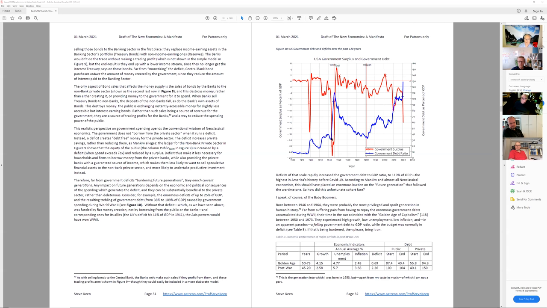But if the neoclassicals were right, this huge increase in government debt should have burdened the future generation, and the future generation should have been really angry at the Second World War troops. The future generation that suffered from this were the baby boomers. So again, the whole view is upside down as to what reality actually turns out to be.